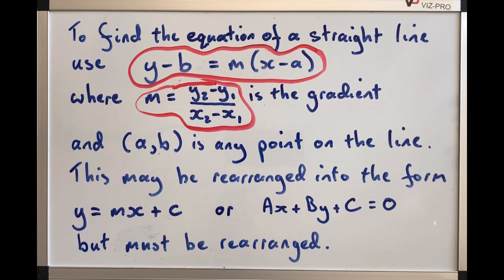It doesn't matter which of those two forms you leave it in if they're just asking you for a straight line, but you must rearrange it. You mustn't leave it as y minus b equals m(x minus a), or they will take a mark off. So just remember that.